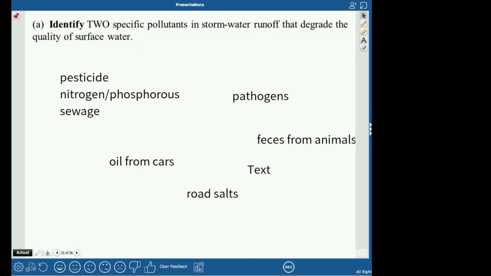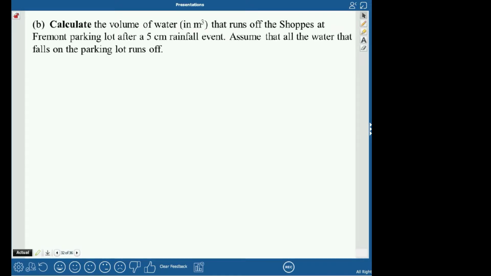So these are all pollutants, and all it says is identify. So all you have to do is just identify 2 pollutants, and that's all you have to do for this one. So you could just pick 2 of these and you'd be good.